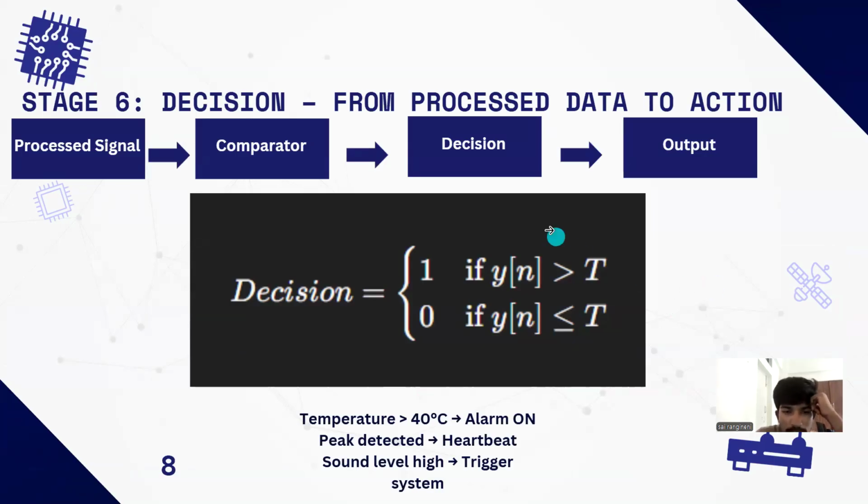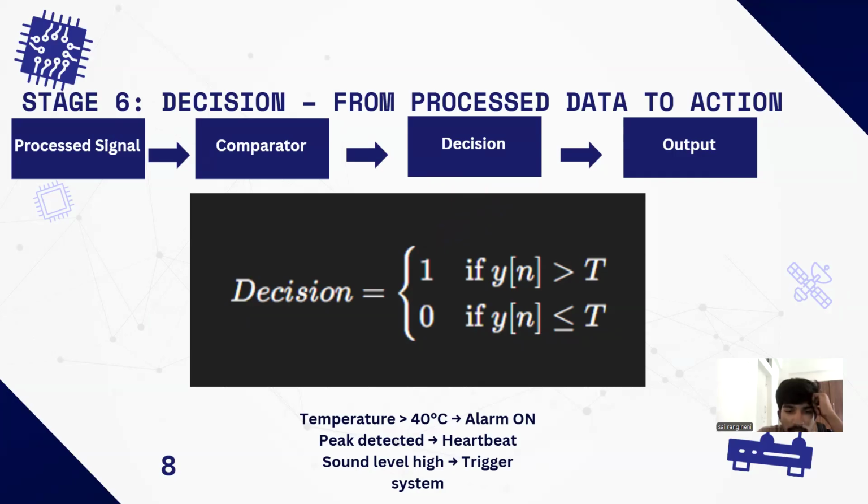Now we are going to discuss stage 6, decision making. After DSP processing, now we have meaningful values, but the system must decide what to do. Decision equals 1 if y of n is greater than threshold, decision equals 0 otherwise. For example, if temperature is 42 degrees and threshold is 40 degrees, the alarm turns on. In ECG, if a peak crosses threshold, it is counted as a heartbeat. All complex systems ultimately reduce to simple comparisons.